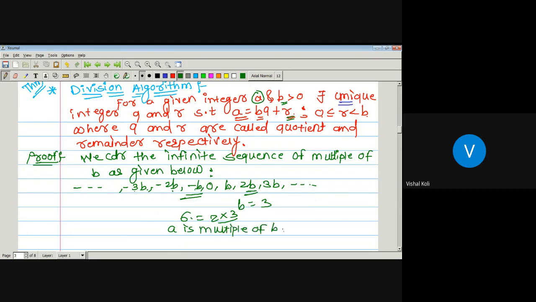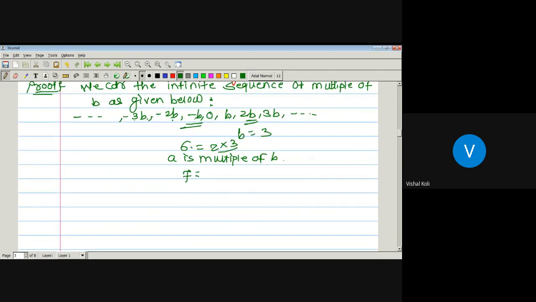But suppose a is equal to 7. Here a is equal to 7 and b is equal to 3, whereas earlier a was 6 and b was 3. Whenever a is equal to 7, a is not a multiple of b, since 3 into 1 is 3, 3 into 2 is 6, 3 into 3 is 9. The integer 7 is not a multiple of b, but it is in between the multiples of b, that is, b into 2 is equal to 6 and b into 3 is equal to 9.